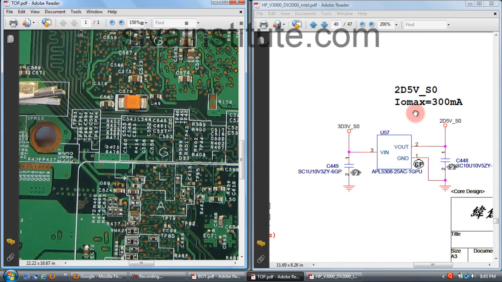This is 2.5 volts regulator IC. When you give voltage to pin number 3, this voltage comes out from pin number 2. This pin is grounded. Pin number 1 ground, pin number 3 input, pin number 2 output, U57 this IC.